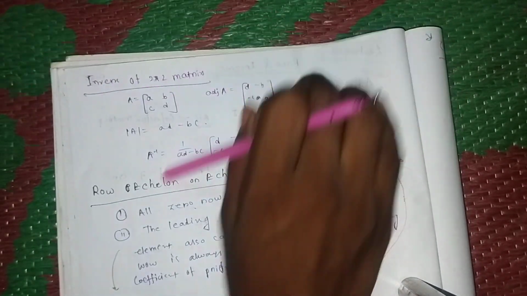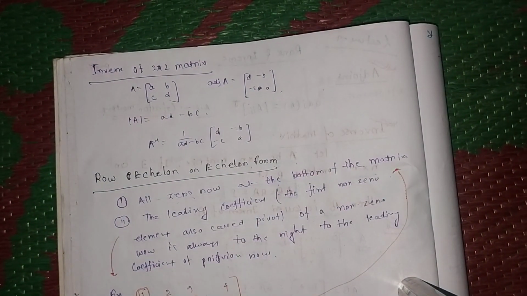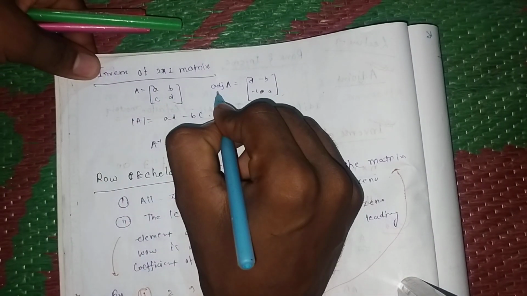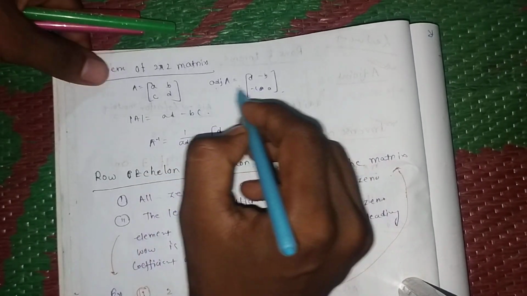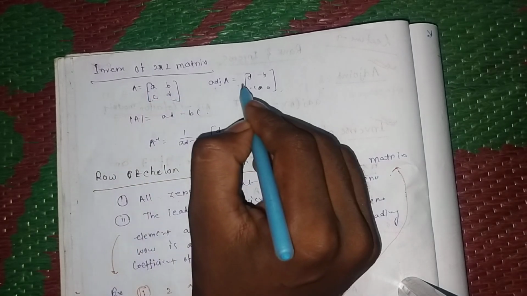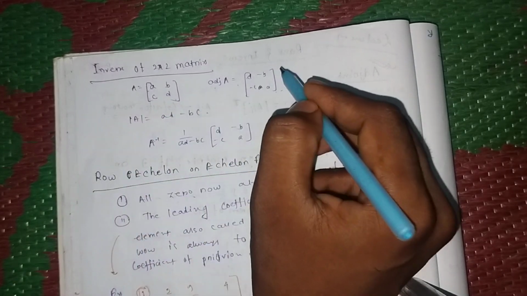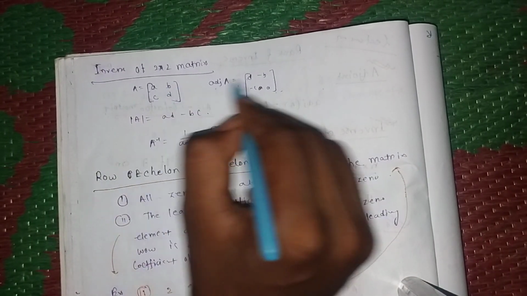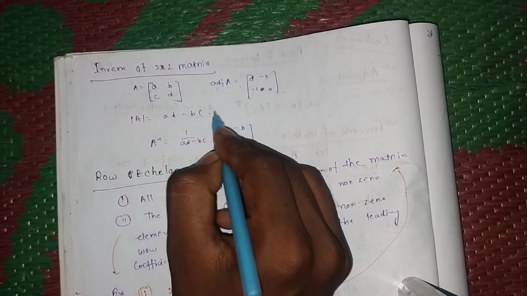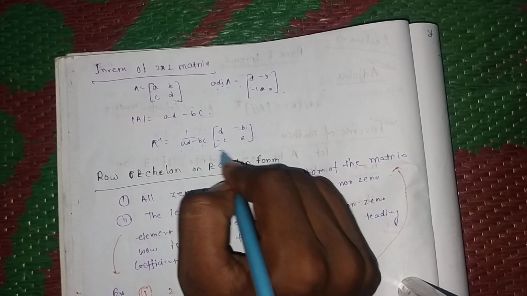Now, inverse of a 2 cross 2 matrix. Normally for an arbitrary matrix [a, b; c, d], how can we find the adjoint for a 2 cross 2 matrix? Just interchange the diagonal elements, so d and a, and change the sign of the other two, so minus b and minus c, and this is our adjoint. The determinant is ad minus bc, and if it is non-zero, then A inverse is equal to 1 by (ad minus bc) times [d, -b; -c, a].